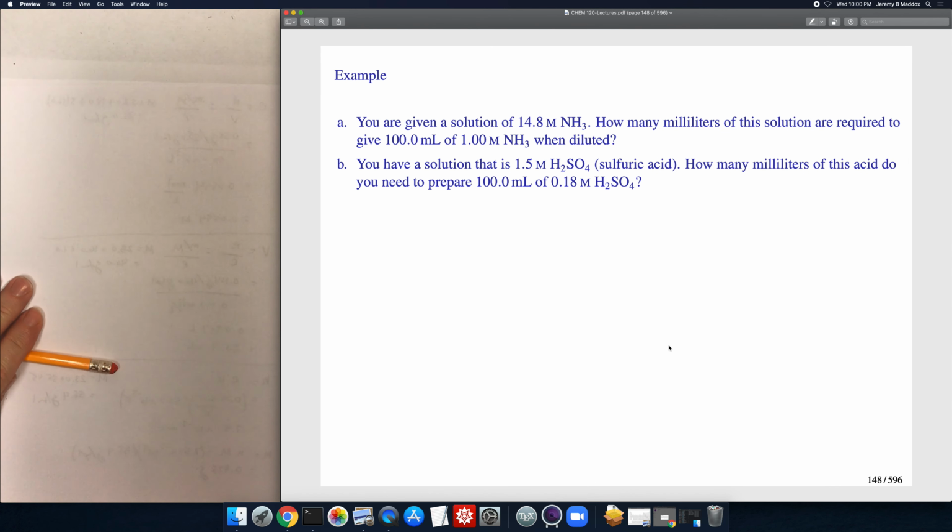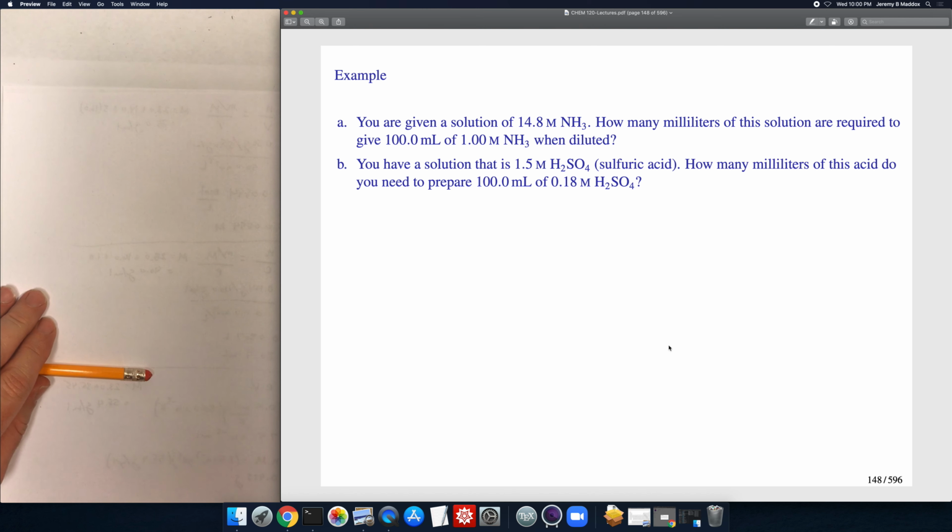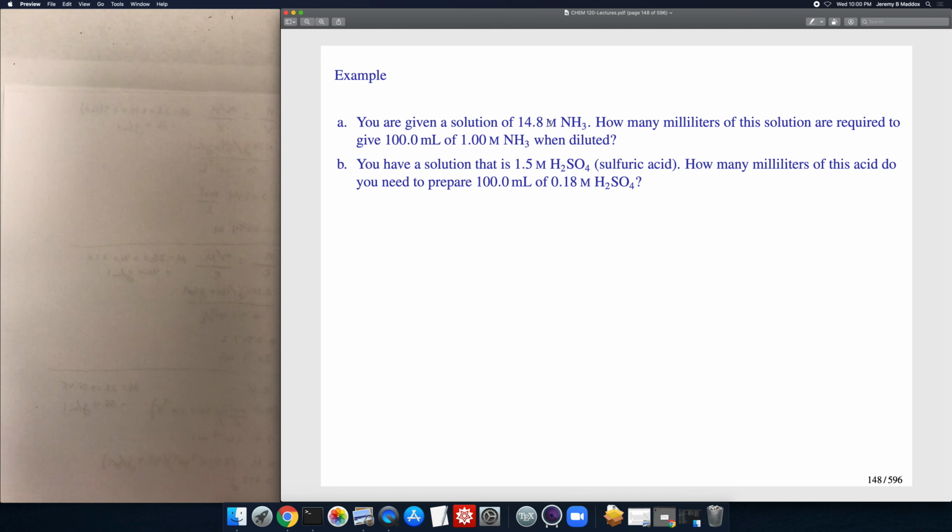So in this example, we are given a concentrated solution of ammonia, 14.8 molar, that's fairly concentrated, and they want to know how many milliliters of this concentrated solution are required to prepare 100 milliliters of a 1-molar ammonia solution. So notice that the concentration of the final solution is quite a bit smaller than the concentration of the initial stock solution. This is the final volume we want. We need to figure out what volume of this solution we need to prepare this solution.